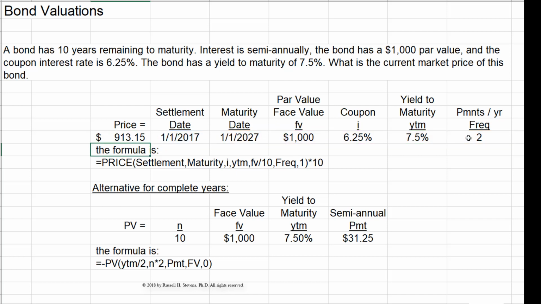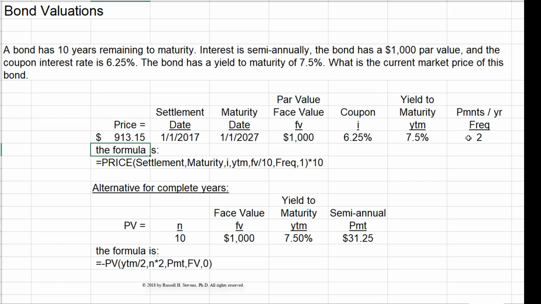The yield to maturity in dollars is $913.15. Just as an FYI, the reason the $1,000 is divided by 10 is that Microsoft created this function assuming that a bond would have a face value of $100. By dividing by 10, the face value fits into the function paradigm.